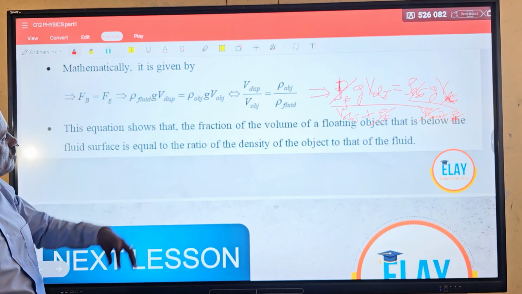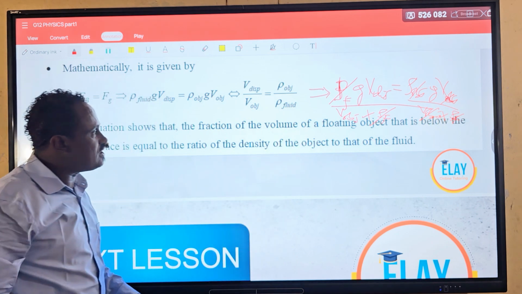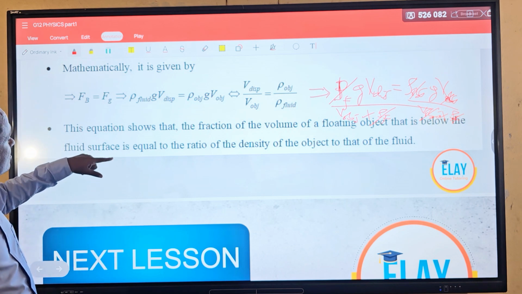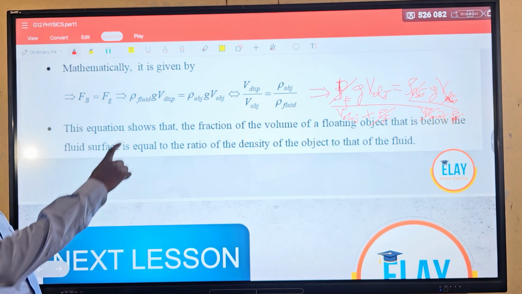Now this equation shows that the fraction of the volume of the floating object that is below the fluid surface is equal to the ratio of the density of the object to that of the fluid.